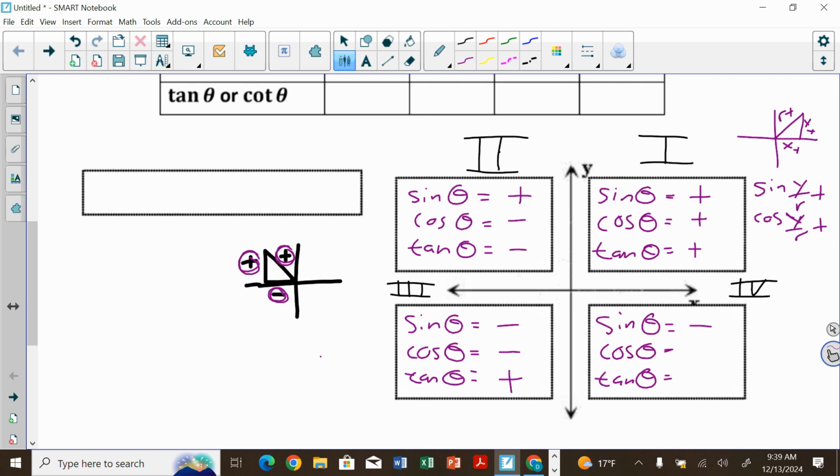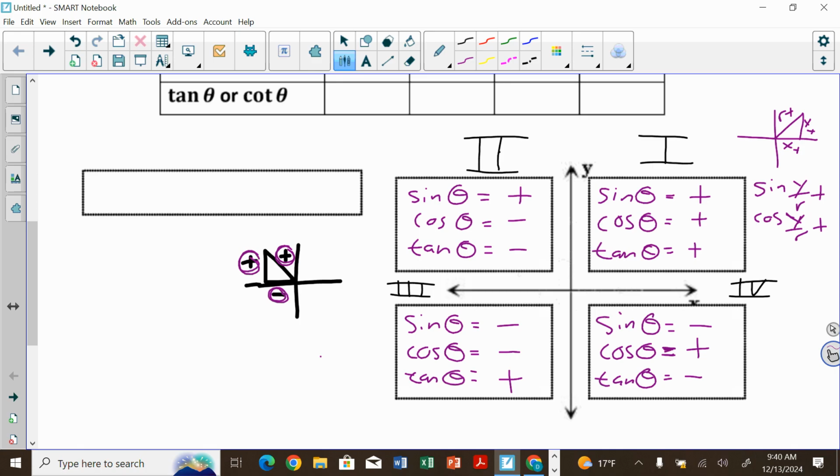Or your y would be negative there. Cosine would be positive because that deals with the x, and x would be positive in this situation. And tangent would be negative because we'd have a negative over a positive for y over x. Okay? So that kind of helps us.